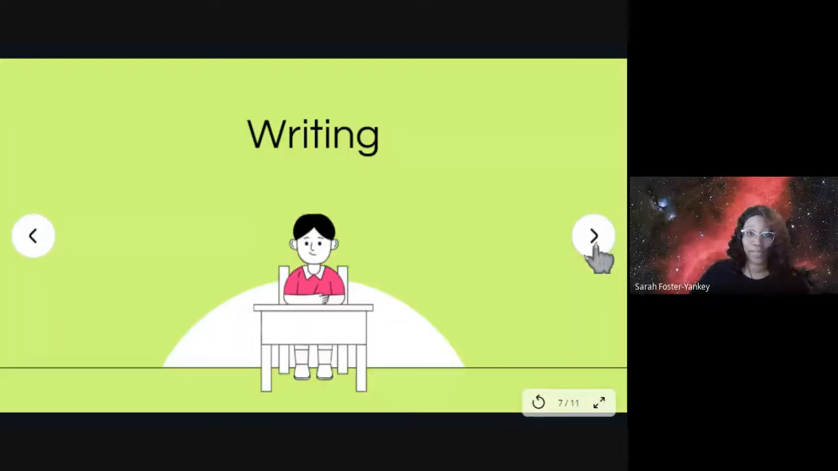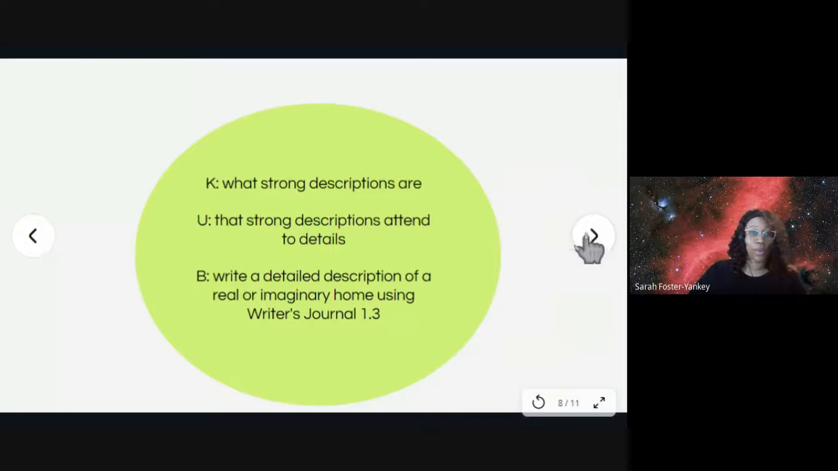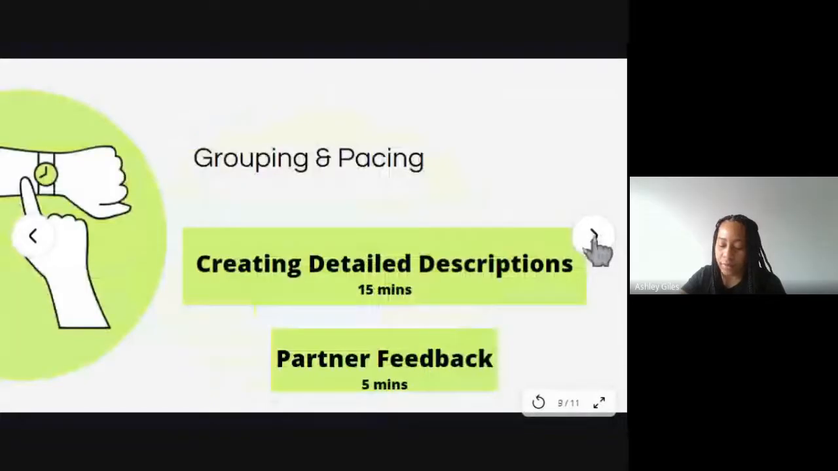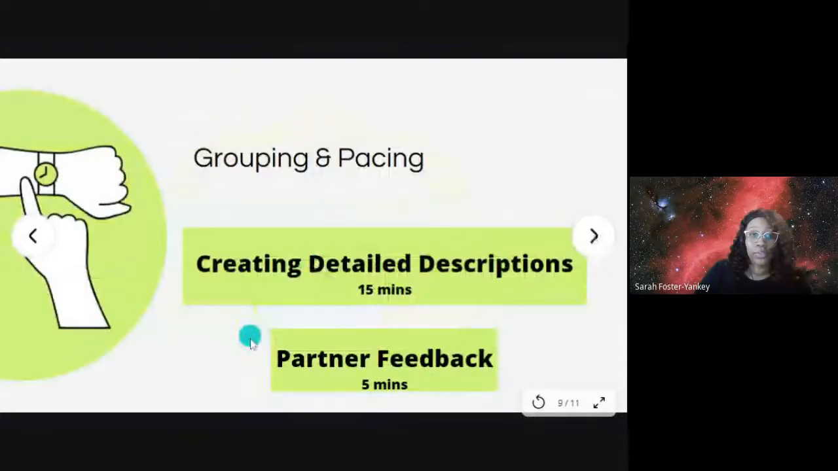All right. Okay, so for writing, our goal is that students will know what strong descriptions are. They'll understand that strong descriptions attend to details, and they will be able to write a detailed description of a real or imaginary home using Writer's Journal 1.3. Okay, so there are two components to the writing lesson.